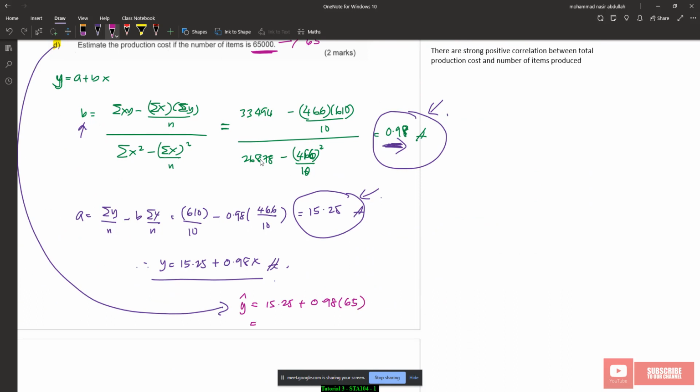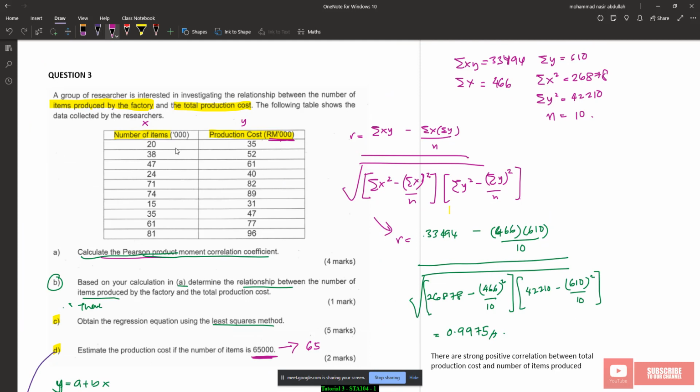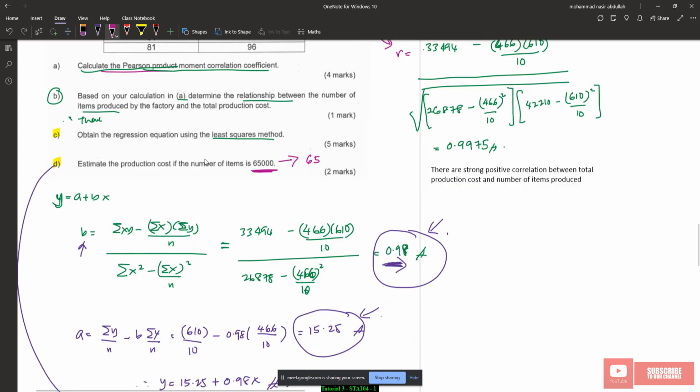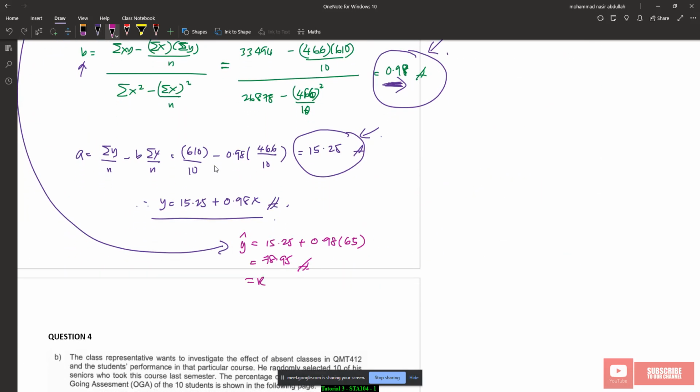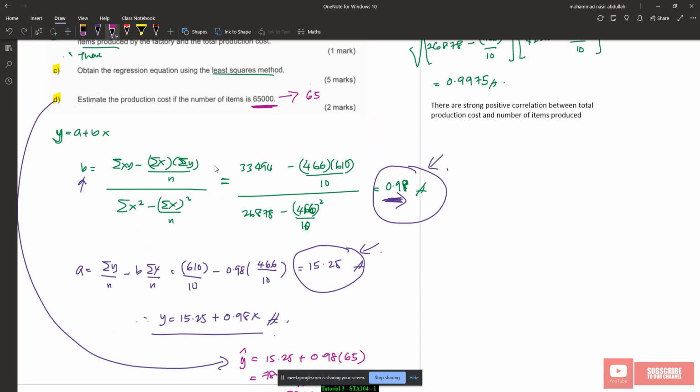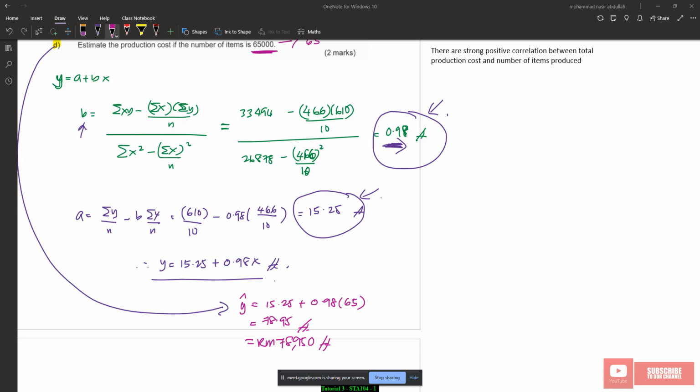So we masuk ke dalam calculator. 0.98 multiply with 65 plus 15.25. So it will be 78.95. So what does it mean? Production cost will be RM78,950. So this is the production cost if the number of item 65,000. Okay. Ada soalan tak?